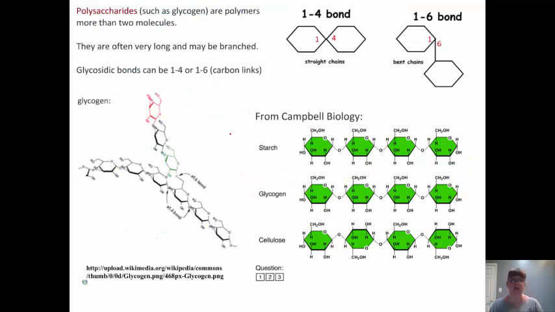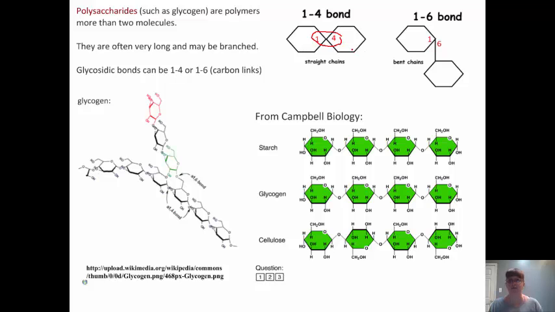All right, looking at our polysaccharides. Polysaccharides, remember, are just polymers of more than 2 molecules. They can be long or branched. The bond that we just showed in the other slide was a carbon 1 and a carbon 4 bond. So that glycosidic bond was between the 1 and the 4 carbons. A glycosidic bond can also be between the 1 and the 6 carbon.